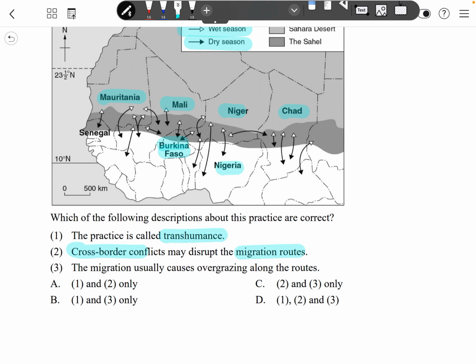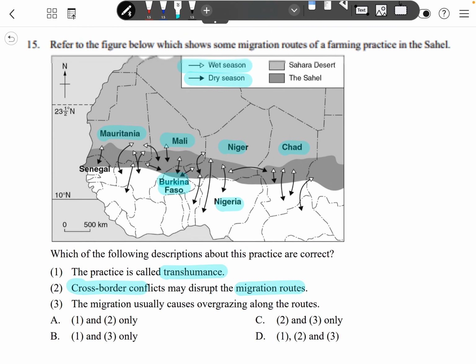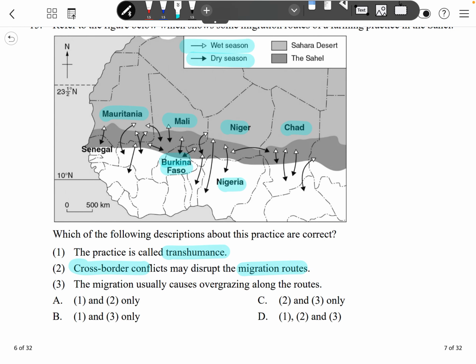The migration usually causes overgrazing along the route. So when they move, they may also keep a lot of animals that exceed their carrying capacity, overgrazing. The answer is also correct. The answer is D.